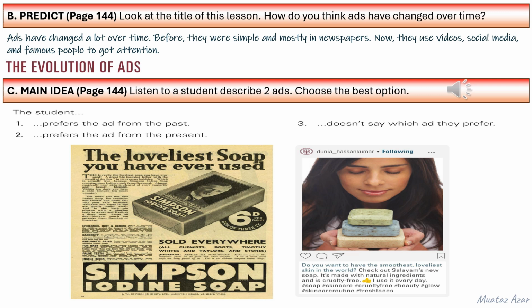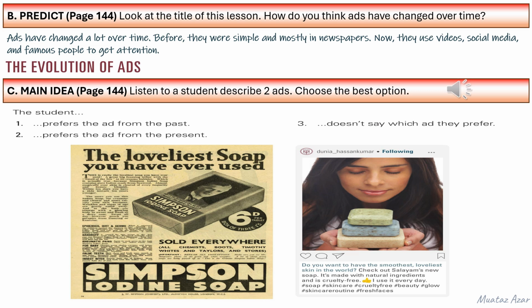Now take a look at the text in the social media ad. It seems to be written by the woman holding the soap, so it seems friendlier and more personal. The differences between the texts are because in the past, there were no rules on what you could and couldn't say in an ad. Now there are rules against making claims that are not true.